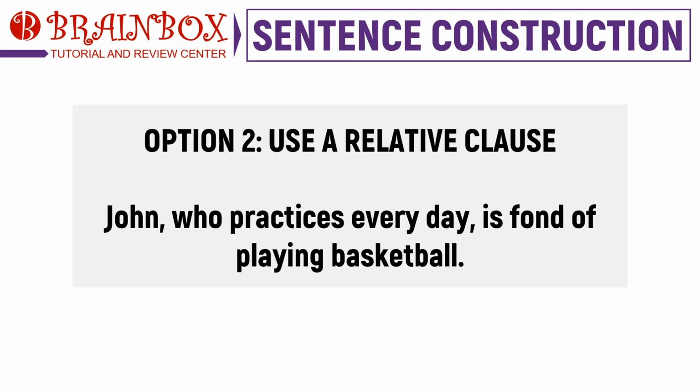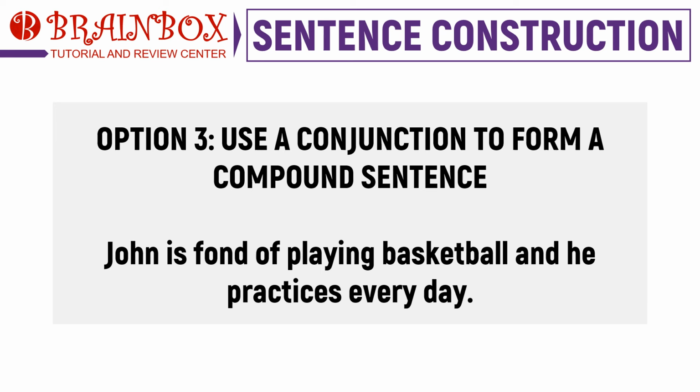For the third option, we can also combine the two sentences using a conjunction to form a compound sentence. For this case, let us use the conjunction, and. Hence, the combined sentence would be, John is fond of playing basketball and he practices every day. The conjunction, and, is used to join two related independent clauses, indicating that both actions are happening in the case of John. This creates a compound sentence that presents both pieces of information in a coordinated manner.